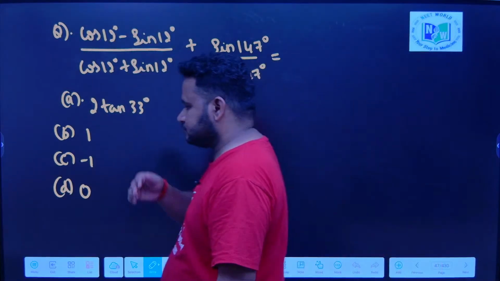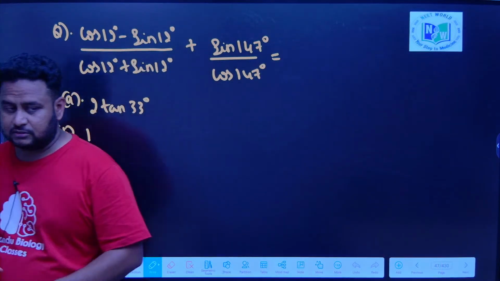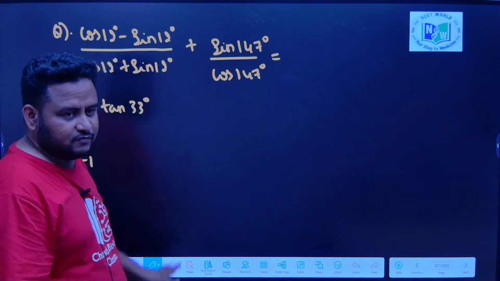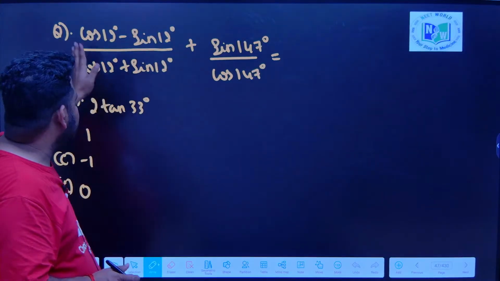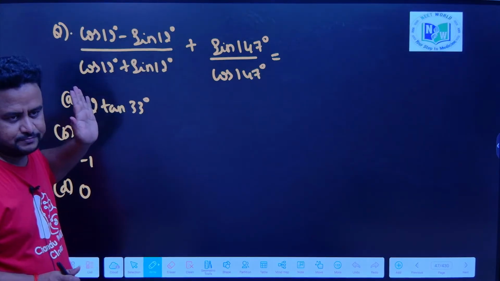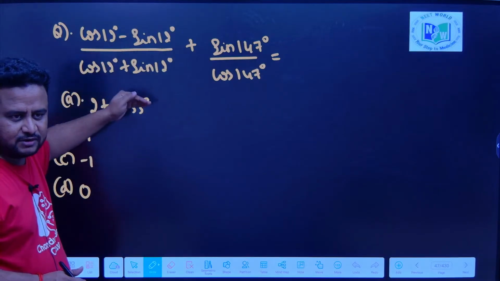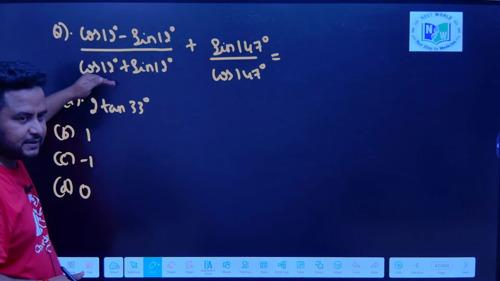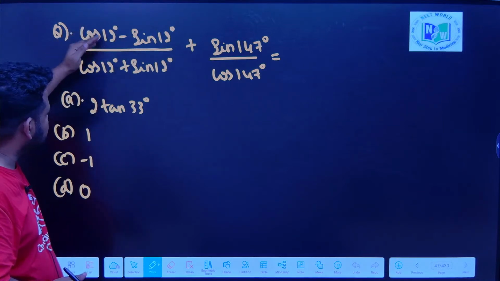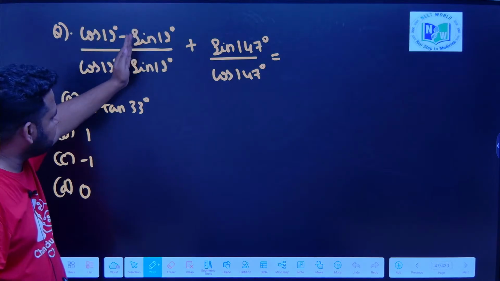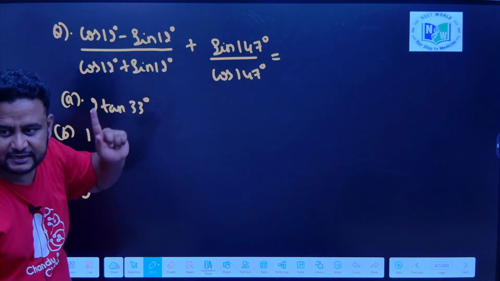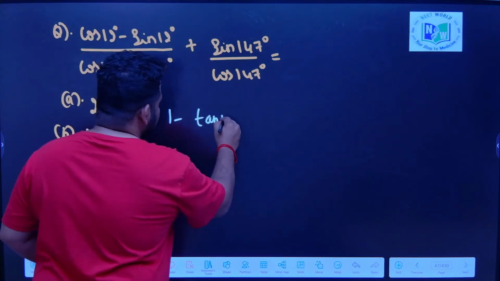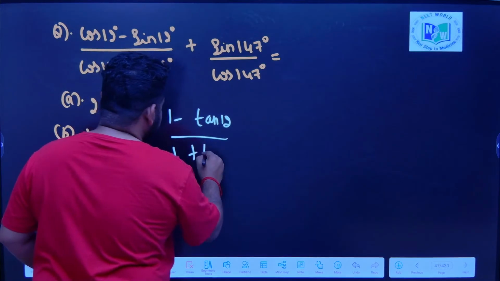Have a look at this question. Whenever they give cos, sin, sin, cos, the first thing you have to do is divide the numerator and denominator by cos. Divide the numerator by cos 12 degree, and the denominator by cos 12 degree. So cos 12 by cos 12 will become 1. Sin 12 by cos 12 will become tan 12. So this will become 1 minus tan 12 by 1 plus tan 12.